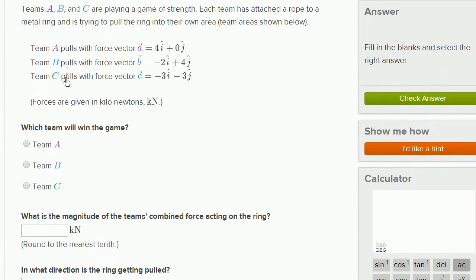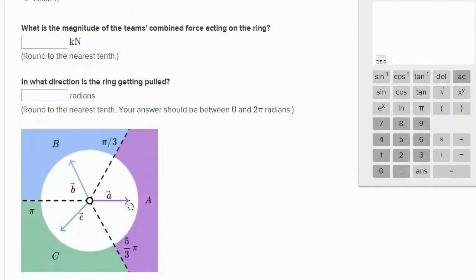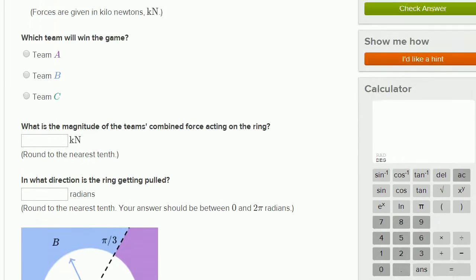They tell us Team A pulls with the force vector A of 4 times the unit vector i plus 0j. So this is 4 times i. There's no vertical component here, so it's going straight in the positive, I guess you could say, x direction. And we can see it right over there. A is going straight in the positive x direction. It's just a multiple of the unit vector i.